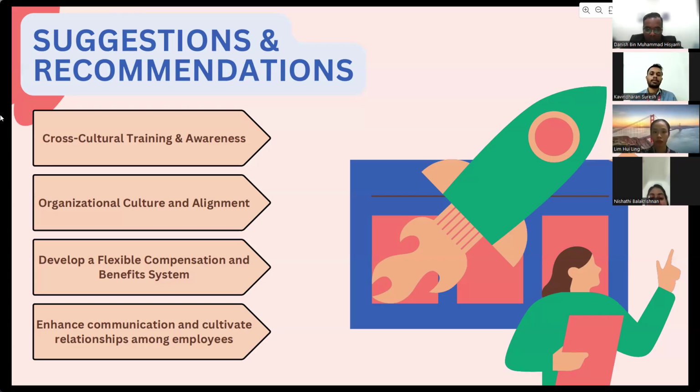The last suggestion and recommendation is to enhance communication and cultivate relationships among employees. How to enhance communication is by the aid of technologies like Google Meet, Zoom meetings, and also Microsoft Teams. Things like this can connect people from different parts of the world. The same goes for employees who are working in different parts of the world under one organization. When communication is enhanced, it can enhance leadership as well, and it directly cultivates relationships among employees.